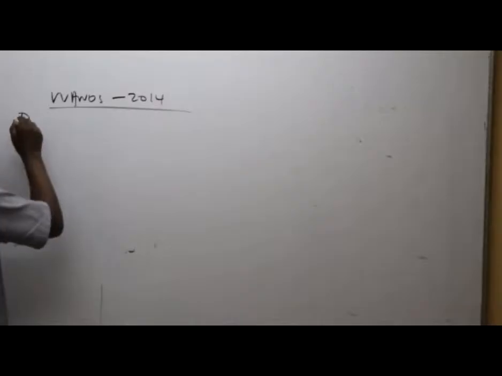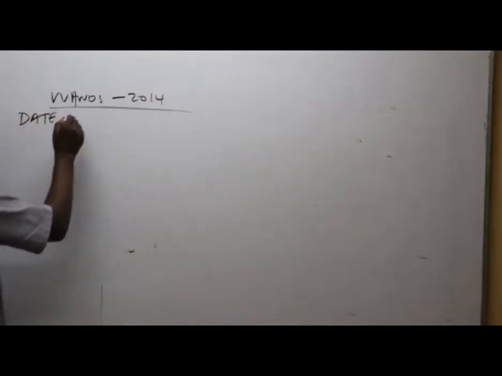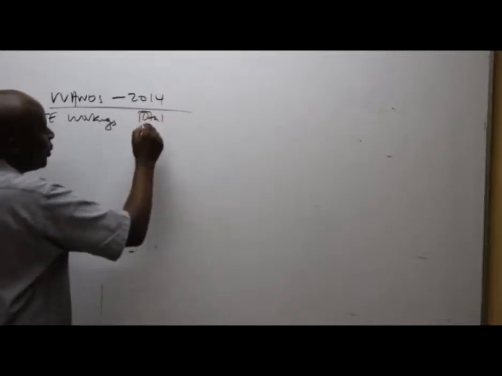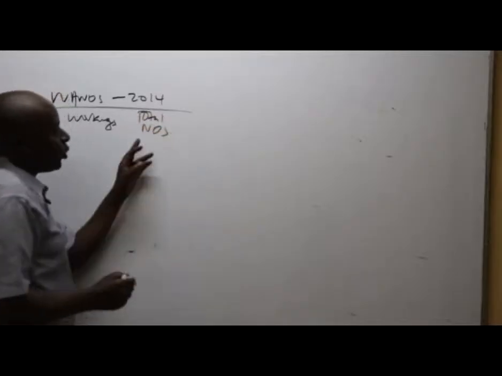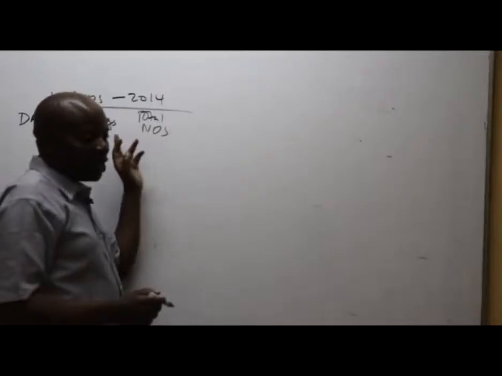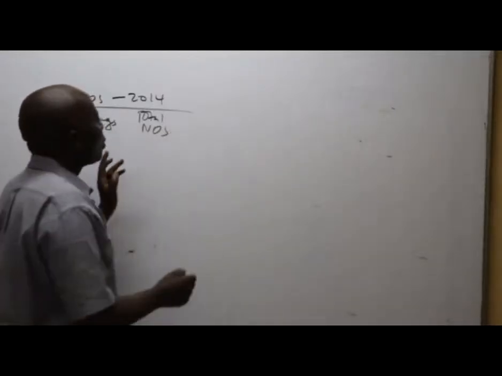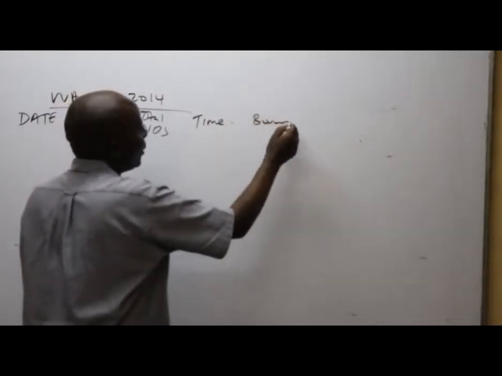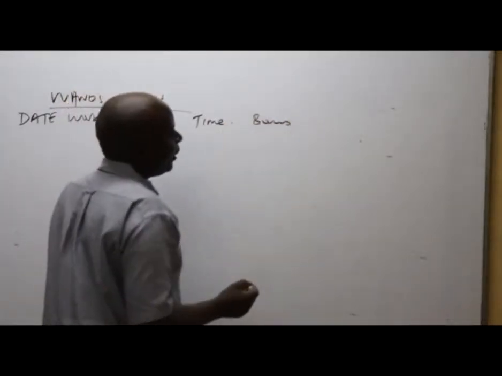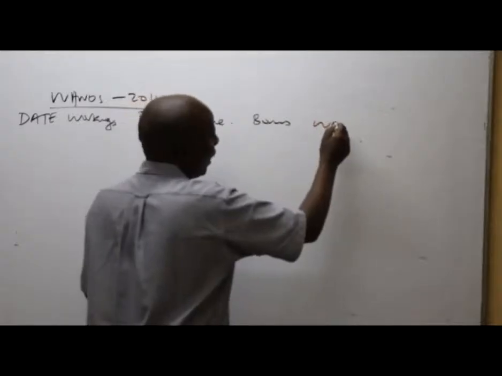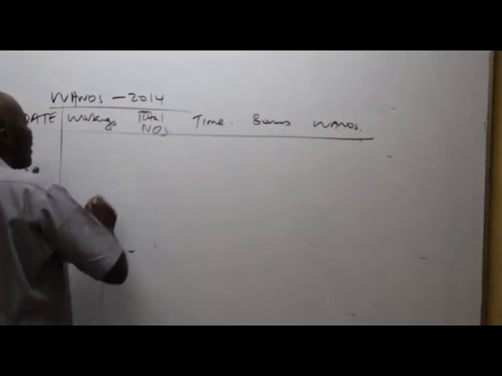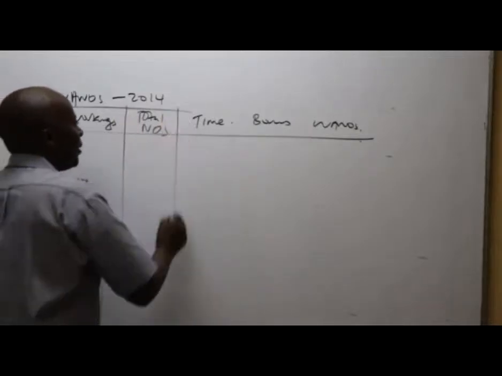So remember, we have the issue of the date, the workings like that. We have the total nos, which is what we call the cumulative number of shares, right? So we have in this case the time, we have the bonus fraction, and then lastly, the one-nos.